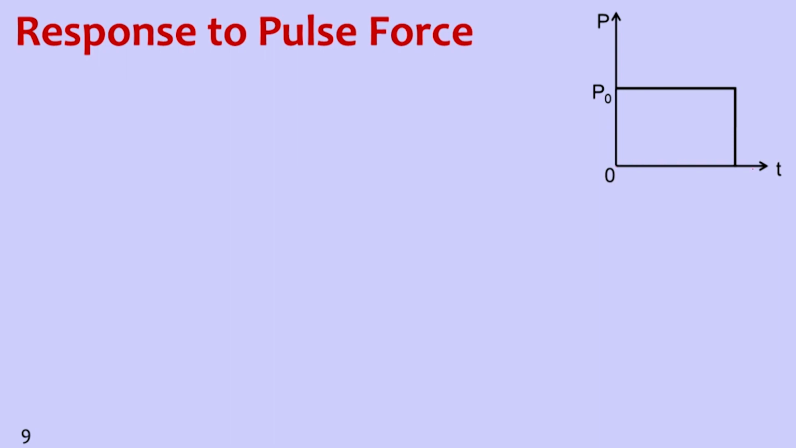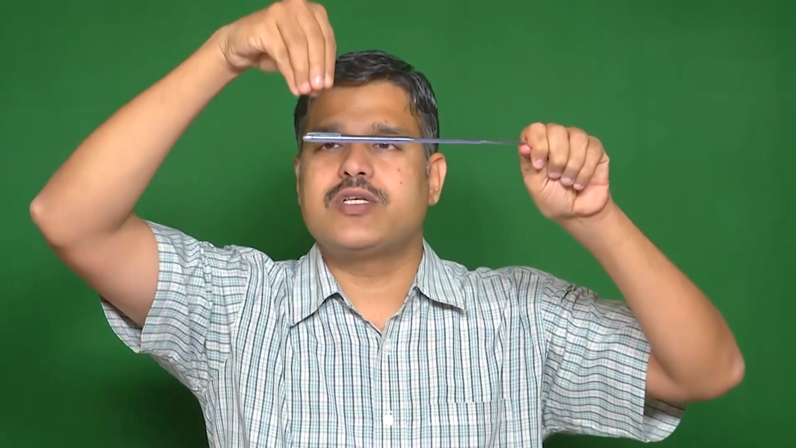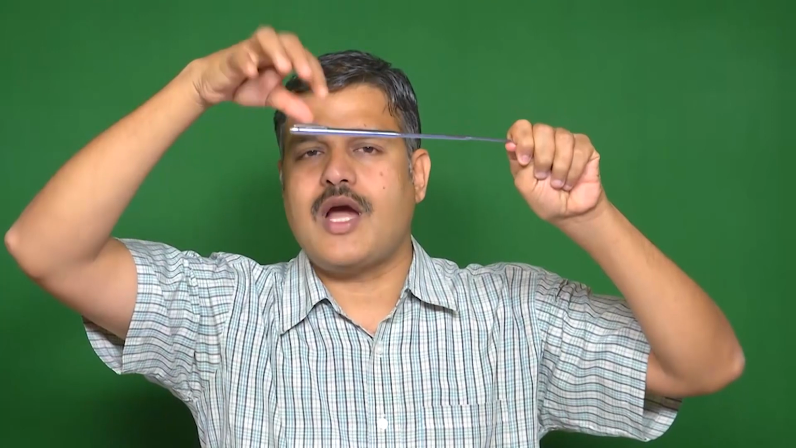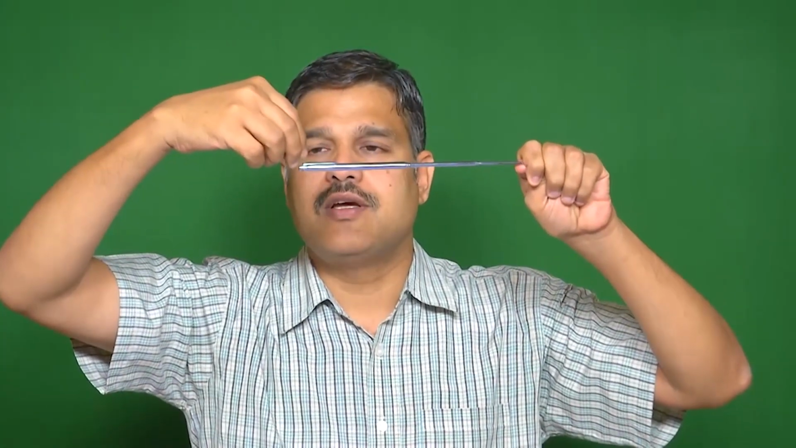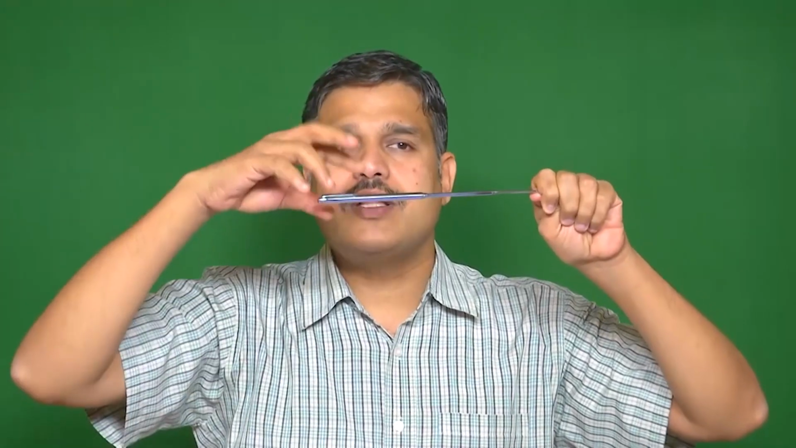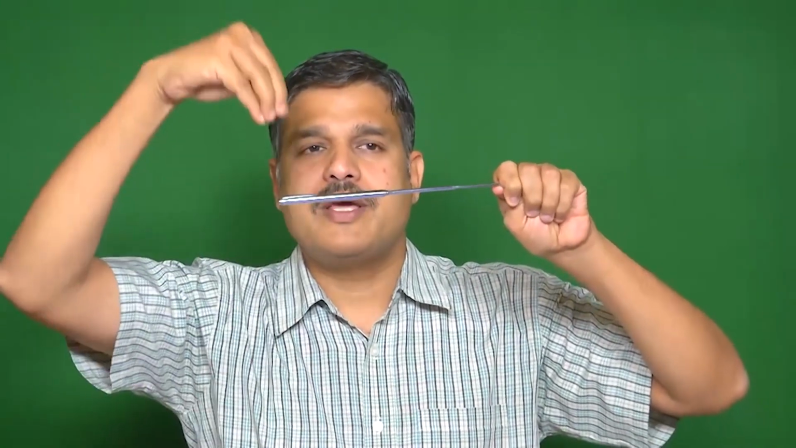So as you can see in this plot, this force is applied to some extent. Let's say this is Td, and after that it stops. Suddenly the force is applied at time t equal to 0, with amplitude P0, and it is applied for a few seconds and then removed again. So what will happen due to the application of this force?